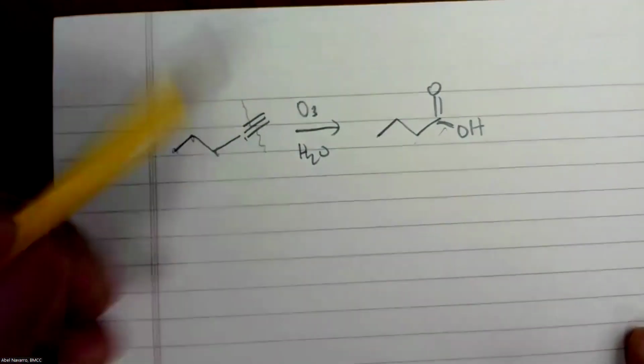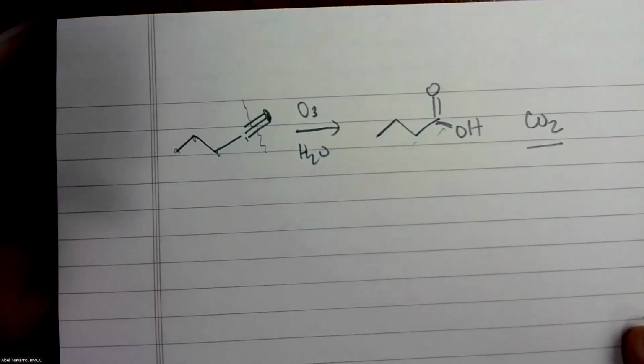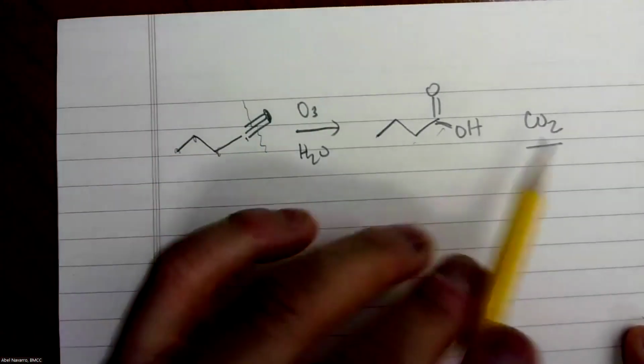1, 2, 3, 4. And what happened with this carbon? This carbon will be released as CO2. So you lose it. Okay, but it has to be a terminal alkyne to do that.